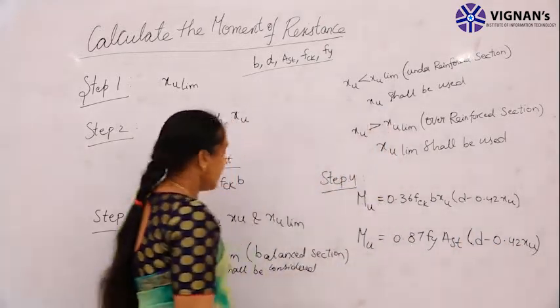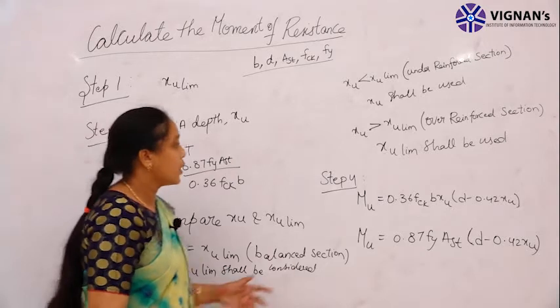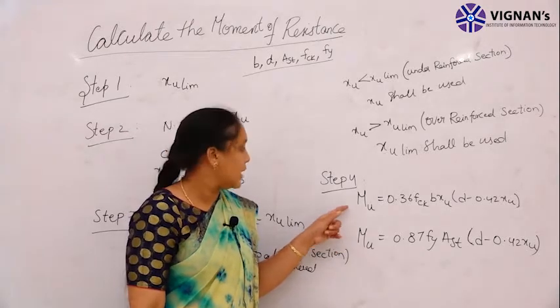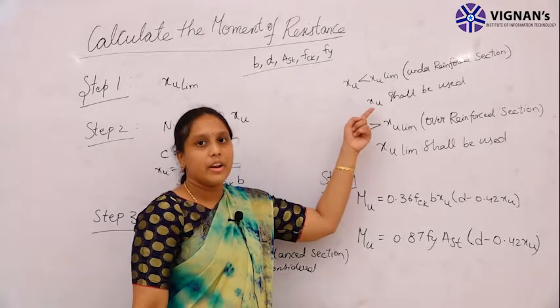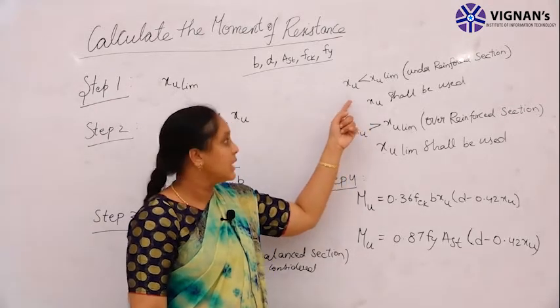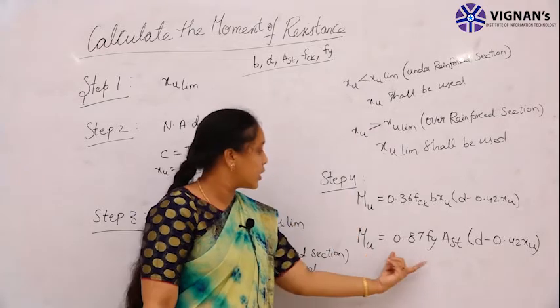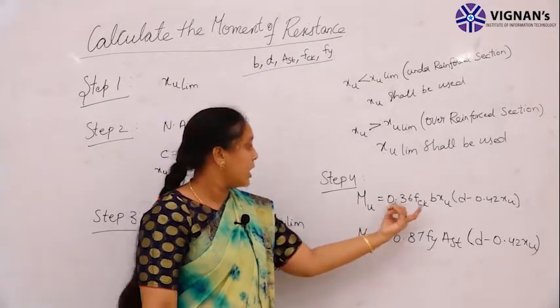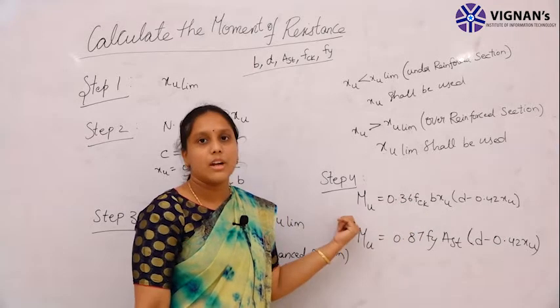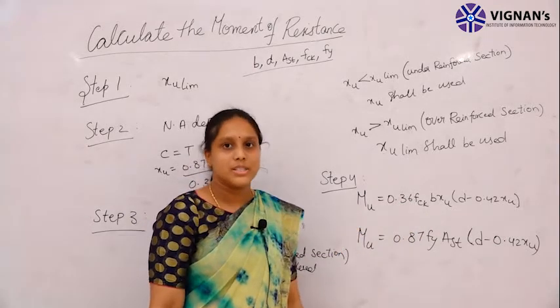So if it is a balanced section, you can use both the equations and find out the moment of resistance. If it is an under reinforced section, then the governing factor is steel here, so you can use this particular value. And if it is an over reinforced section, you have to use this equation for finding out the moment of resistance.